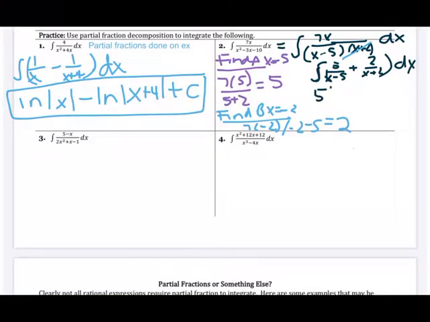And now I can integrate. And when I integrate, I'm going to get 5 natural log of the absolute value of x minus 5 plus 2 natural log of the absolute value of x plus 2 plus c.